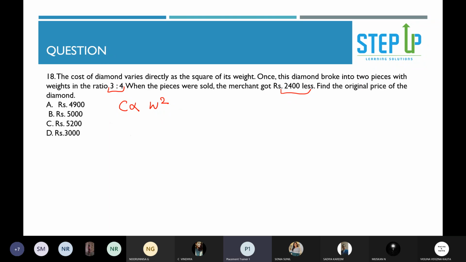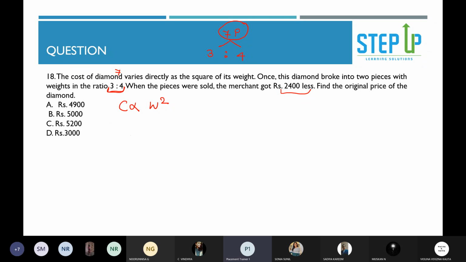Do you agree with that? That some part will be lost? Yes. Right? So if it got broken into ratio of 3:4, it means that earlier it was of complete 7 parts. It was of 7 parts and got broken into ratio of 3:4. So can I say the original diamond has 7 parts? Do you agree with that?